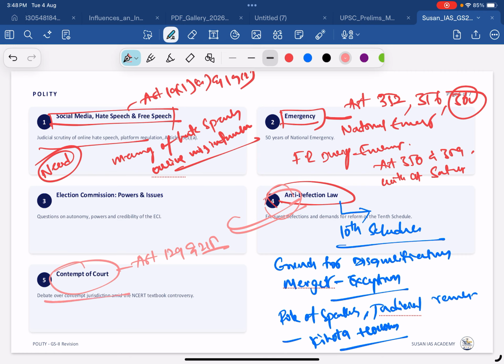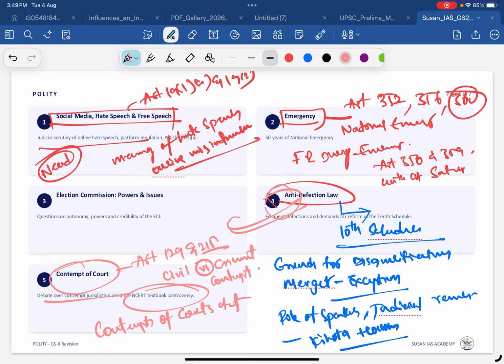Debate over contempt jurisdiction. Okay, and inside the textbook a controversy happened, right? Like what is civil contempt versus criminal contempt, and the Contempt of Courts Act. Scandalizing the court, freedom of speech with judicial authority, criticism of the judiciary, and need for reforms. These dimensions you have to cover.